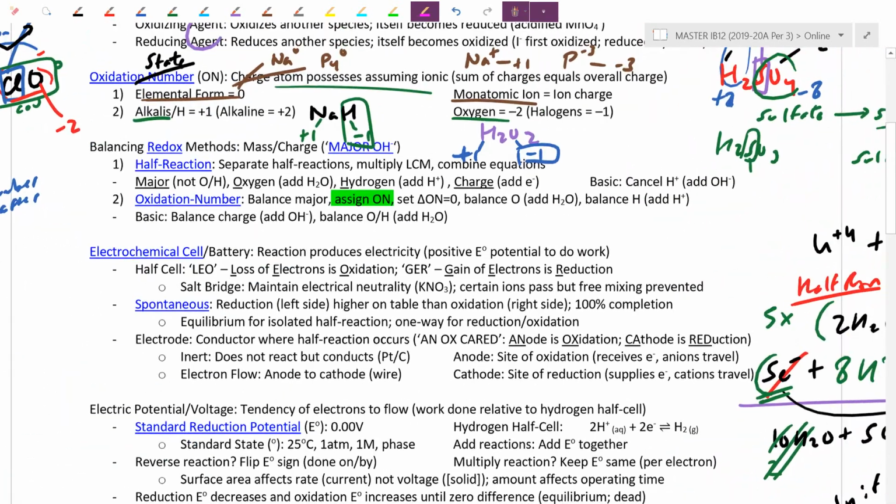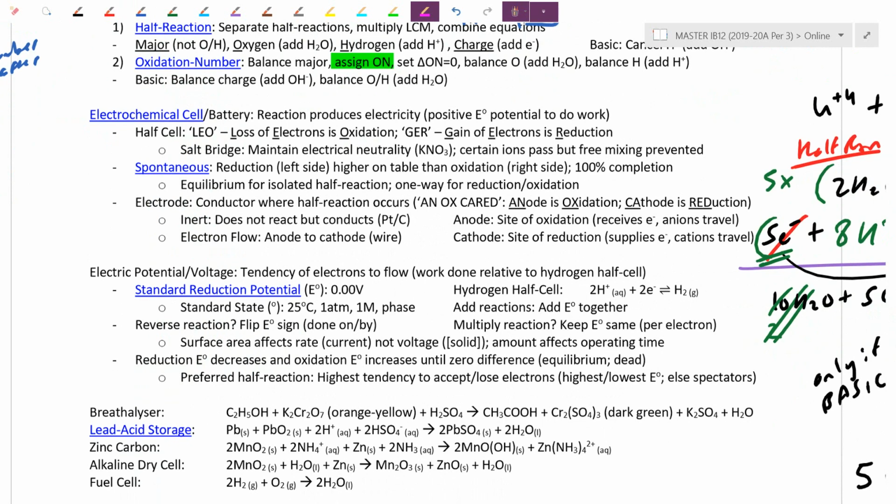We will only need to do acidic. Then that's basically half the story. The other half of the story here is how do we actually set this up so that we can tap the electrical energy off of it.